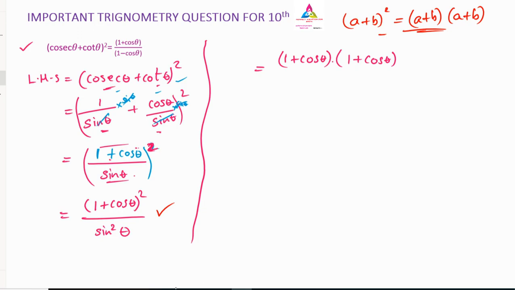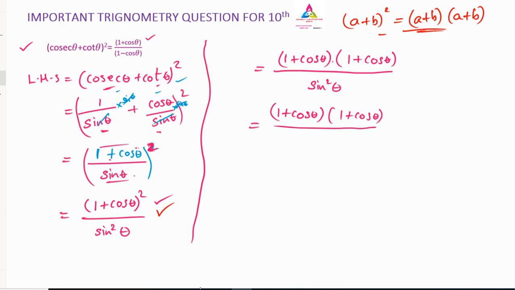It is nothing but (1 plus cos theta) the whole square divided by sine square theta. Sine square theta I will write down as it is. So next continuation, here you see 1 plus cos theta into 1 plus cos theta. You don't change this thing, keep it as it is, because the right hand side numerator we need is the same thing. But we have to convert the denominator now. So the denominator we have is sine square theta.